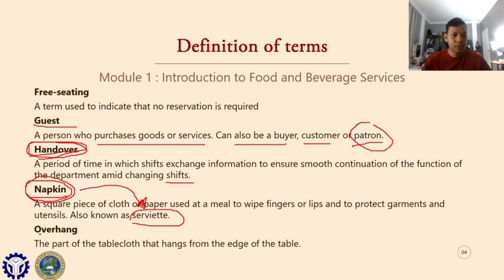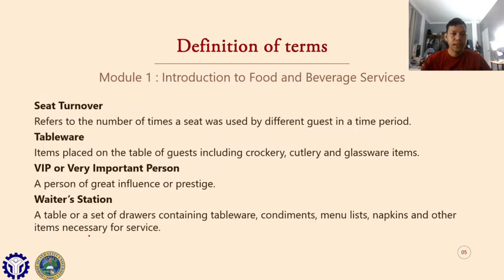And then there is also called overhang. Overhang means the part of the tablecloth that hangs from the edge of the table. So when you set up the tablecloth on the table, the hanging portion is called overhang. So it means that if there's an overhang, it must not touch the floor.